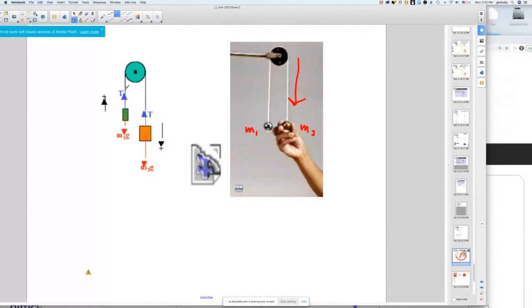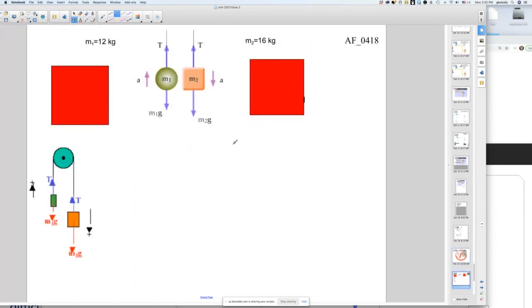So again, what we're going to do is we're going to isolate each mass. We're going to look at one mass, apply F equals ma, then look at the other one, apply F equals ma by itself. So the mass on the left, these are the forces. So T, the sum of the forces, T is positive, M1G is negative. So the sum of the forces is T minus M1G equals M1A.